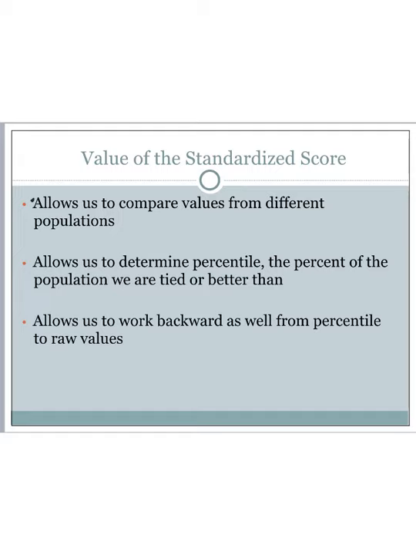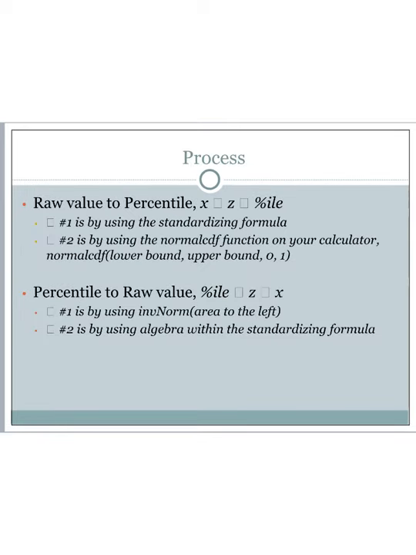It allows us to determine percentile, again, which is the percent of the population we are tied or better than. And it allows us to work backwards. So if we're given what percentile we were, for instance, you scored in the top 10% on your ACT, you can work backward to find the X value from that, the original value.